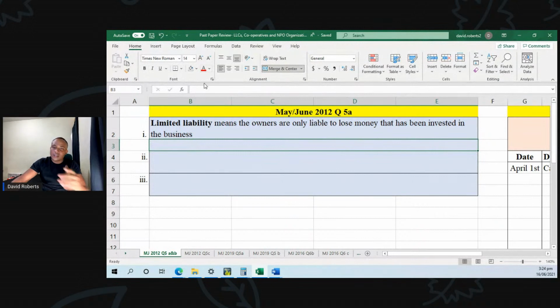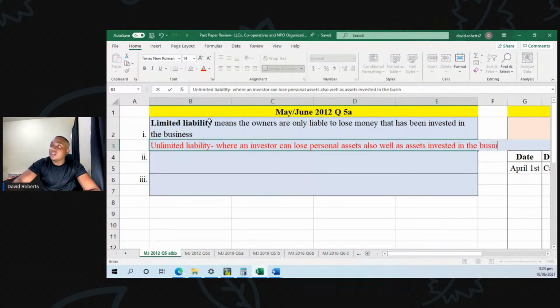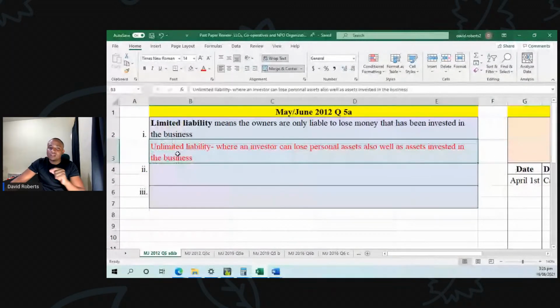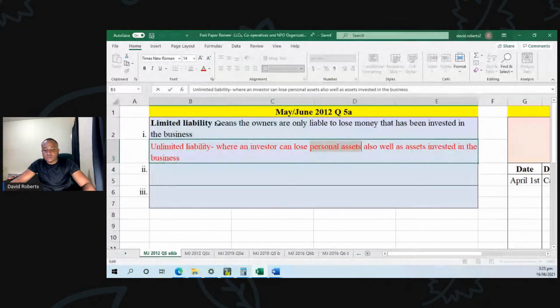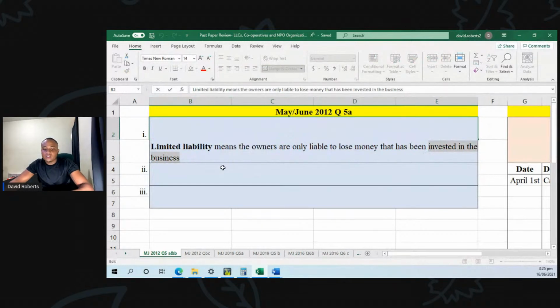And that now is in contrast. I'm going to write what unlimited liability is, right? So the opposite is unlimited liability, where an investor can lose personal assets as well as assets invested in the business. So this is in understanding. Sometimes as you understand what the opposite means, you'll be able to understand what the actual word is. So limited liability is the opposite of unlimited liability, right? And so in unlimited liability, you can lose personal assets as well, which is different from limited liability, where you can only lose money invested in the business. Everyone, wise once we understand, we're going forward.